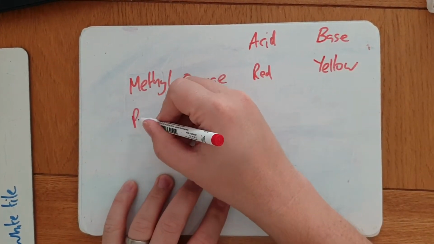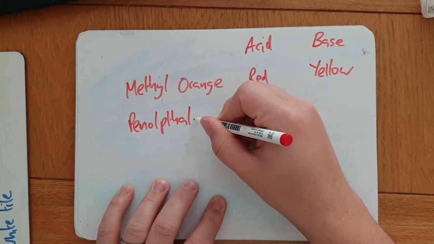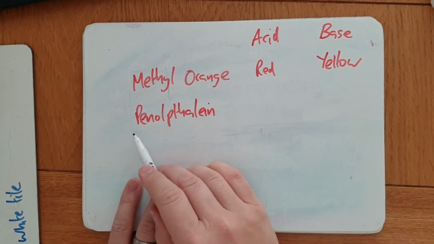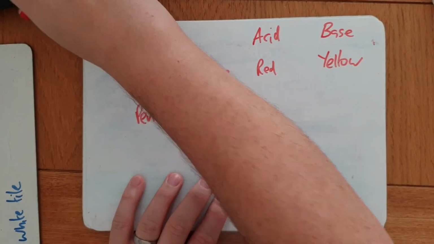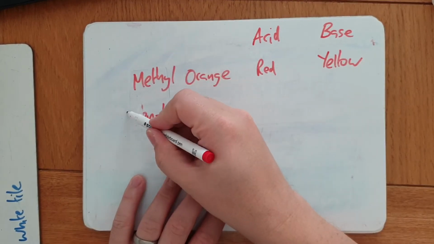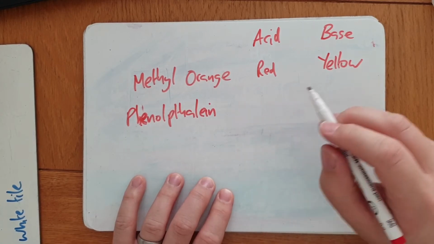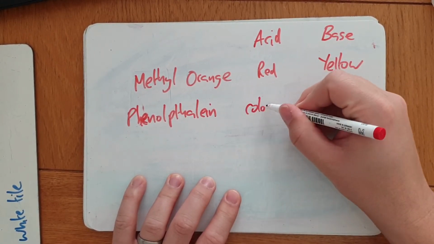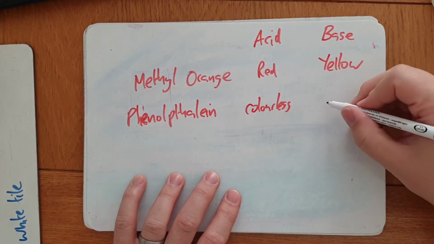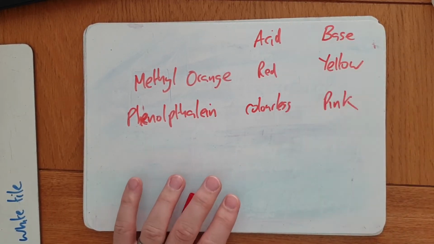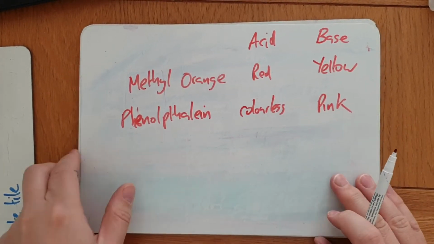And the other indicator that we use is phenolphthalein. Sorry, I've spelled that wrong already. Right, phenolphthalein. I've missed out an H. Phenolphthalein in an acid is colourless, so totally transparent, and in a base it's a really strong, vivid pink colour. You add one drop and it will change straight away.